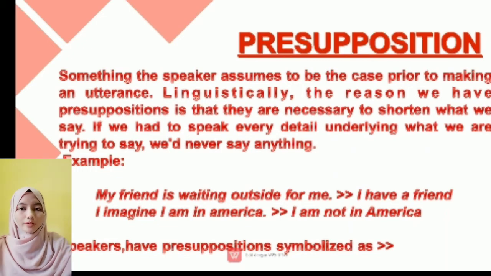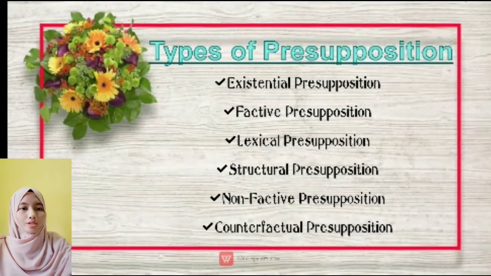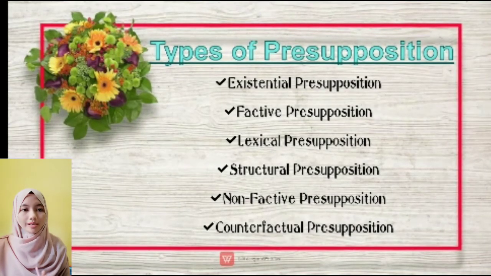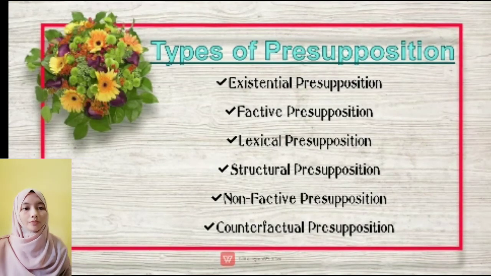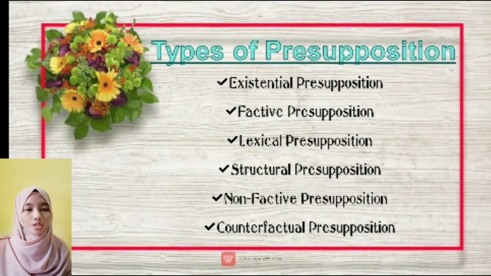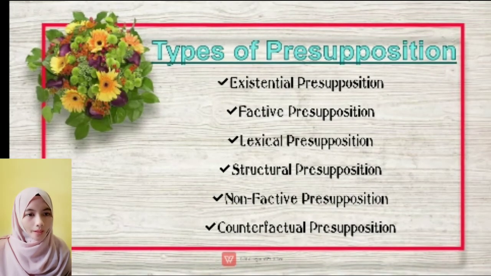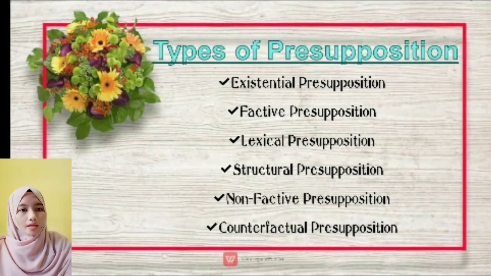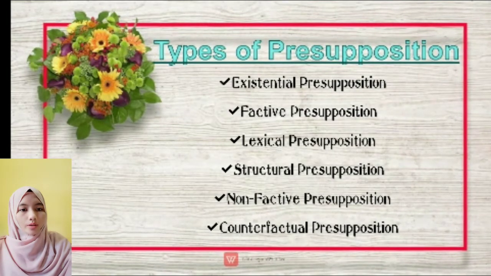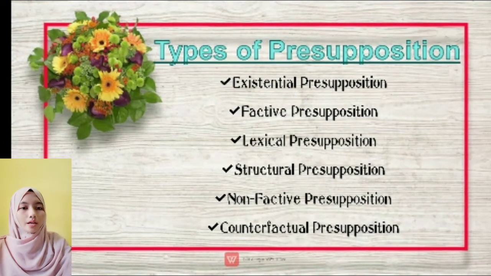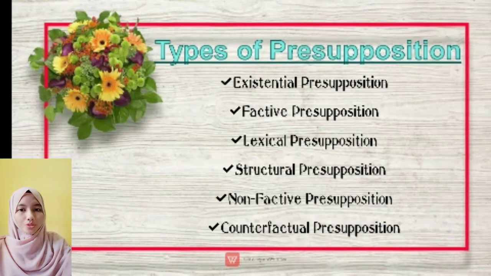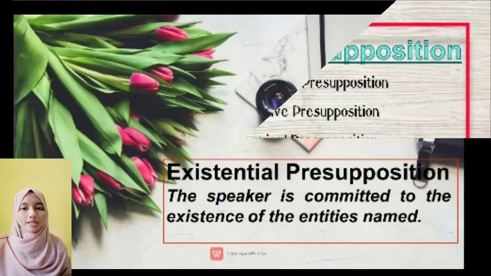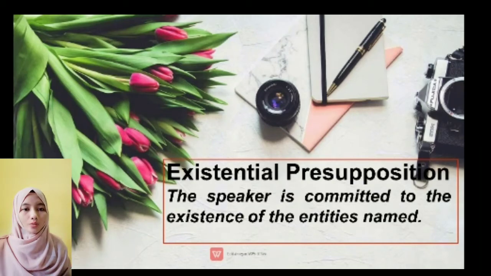Let's come to the types of presupposition. There are six types: existential presupposition, factive presupposition, lexical presupposition, structural presupposition, non-factive presupposition, and counterfactual presupposition. Okay, we're going to explain the types of presupposition, starting from existential. Existential presupposition is when the speaker is committed to the existence of the entities named.